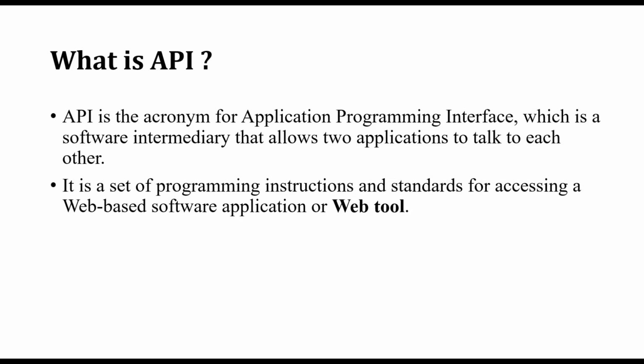And this API has a set of programming instructions. Based on those instructions only, API decides what action we are going to do, what kind of data we are going to share, and how we can communicate with each other. This kind of action is handled between the two applications. So those instructions are implemented inside a web-based software application, which is a web tool.